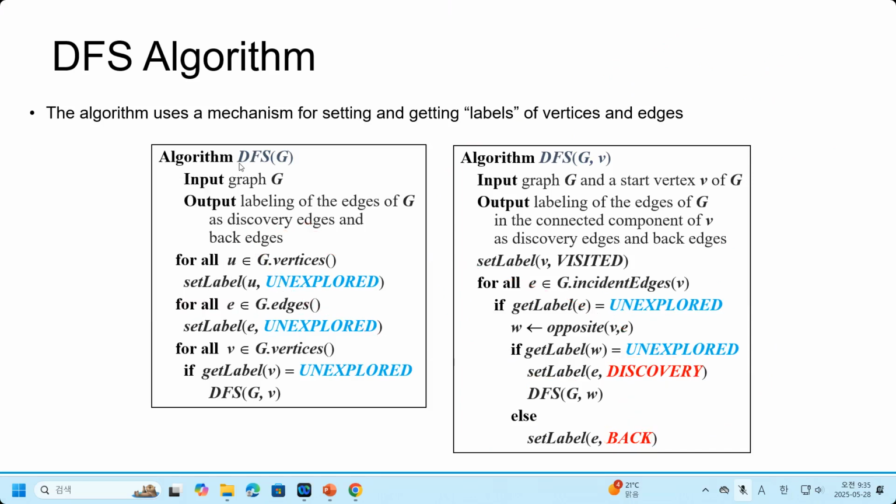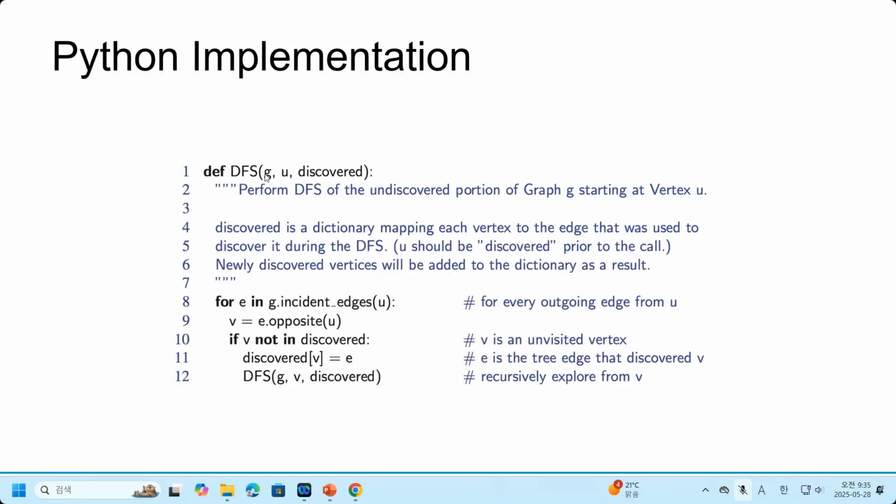Now let's see the example. This is the Python implementation. If we use DFS(G, u, discovered), we check the incident edges of u, and v will be the opposite vertex with respect to e. If v is not in discovered, then discovered[v] equals e. So DFS will be started again, and we check another v whether it is already discovered or not.